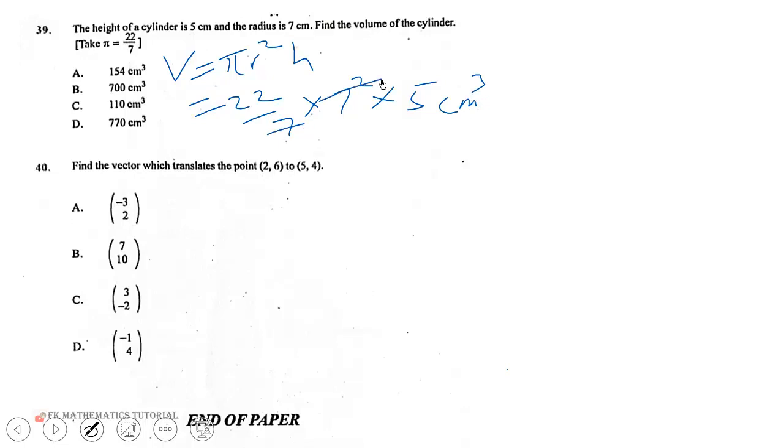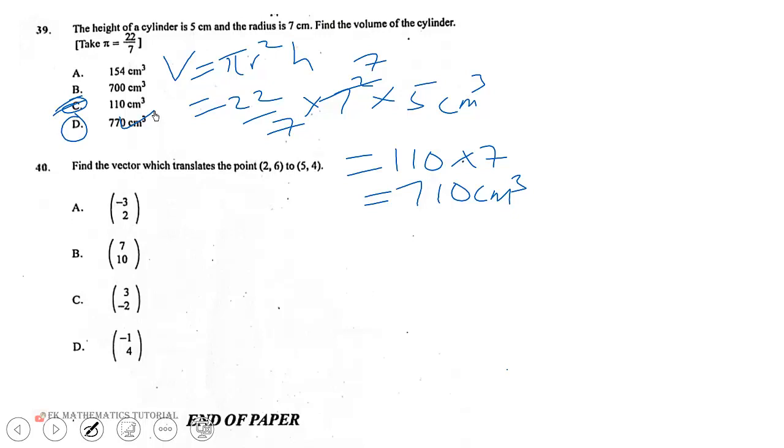Now 7 will go into 7 squared 7 times 22 times 7 times 5. So 22 times 5 will give you 110 times 7. 7 times 100 is 700. And 7 times 10 is 70. So it gives you 770 centimeter cube, which is option D.